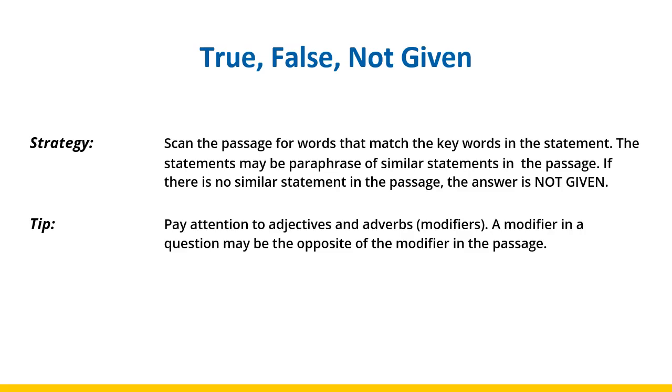When you have this type of task, true, false, and not given question, you will be given a statement. The main thing you have to do during this task is to scan the passage for words that match the keywords in the statement. The statements may be a paraphrase of similar statements in the passage. And if there is no similar statement in the passage, your answer will be not given. The most important tip here to remember is to pay attention to adjectives and adverbs. We also call them modifiers. Also, it's very important to remember that a modifier in a question may be the opposite of the modifier in the passage.